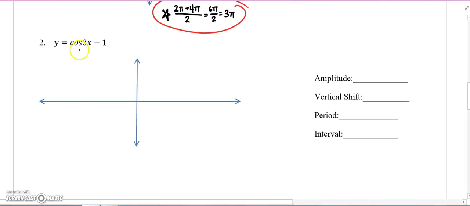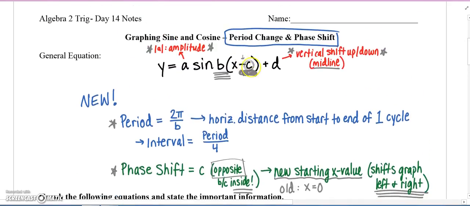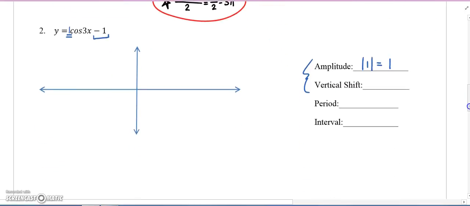Number 2, y equals the cosine of 3x minus 1. Again, we'll start with the 2 we know, amplitude and vertical shift. My amplitude is the absolute value of this number in front, which is a 1. Absolute value of 1 is just 1. And my vertical shift, that's this number over here. A lot of people mix it up and think that that's your phase shift. Let's look back at the top real quick. Your phase shift should always be in parentheses. That's your hint that it's a phase shift as opposed to a vertical shift. So in this case, that's my vertical shift.